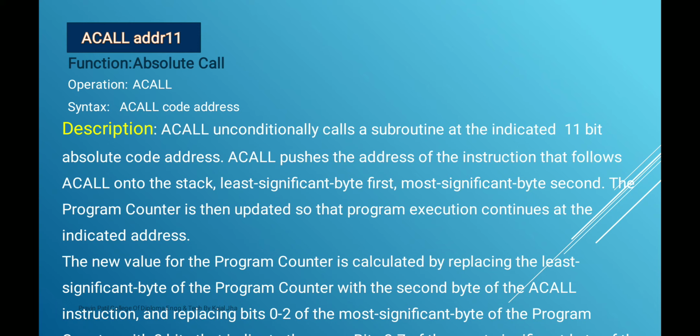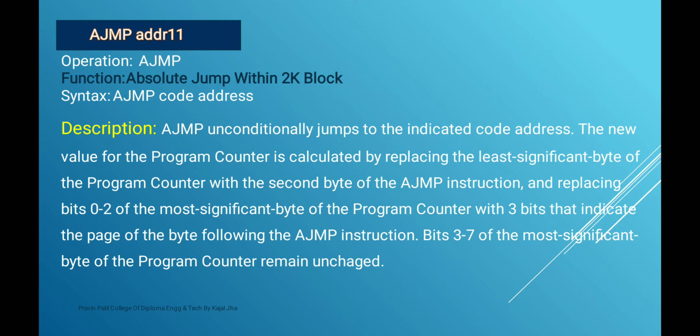Next is AJMP, jump address 11. So the function operation is a jump. The function is absolute jump within 2K block. Syntax: AJMP code address. Here AJMP is an unconditional jump to the specified code address.